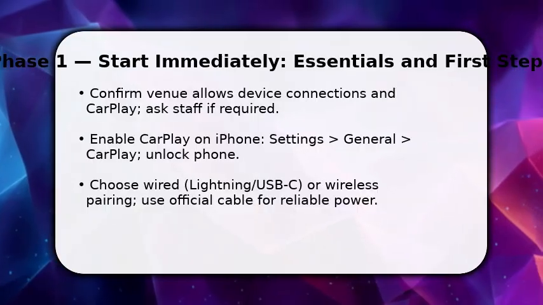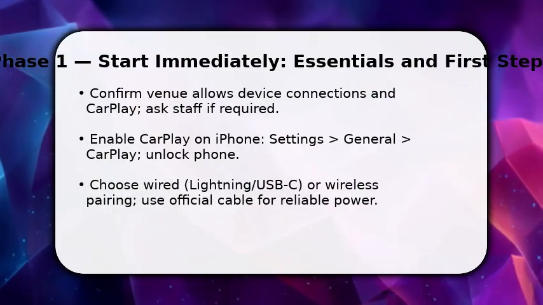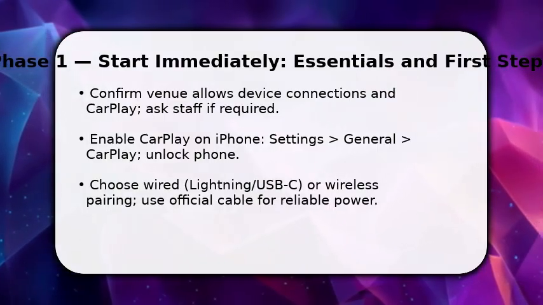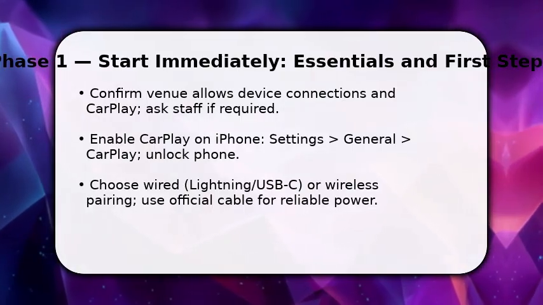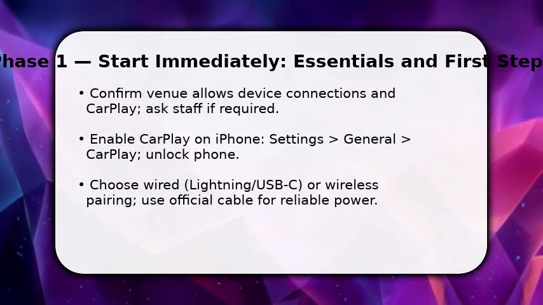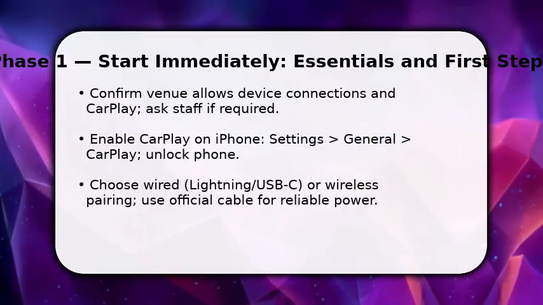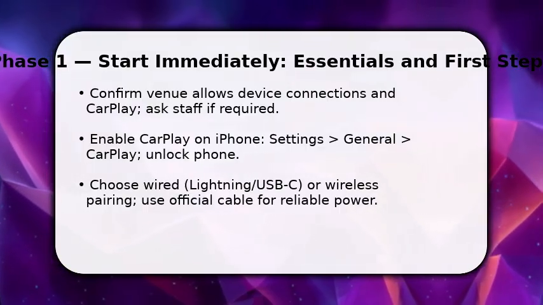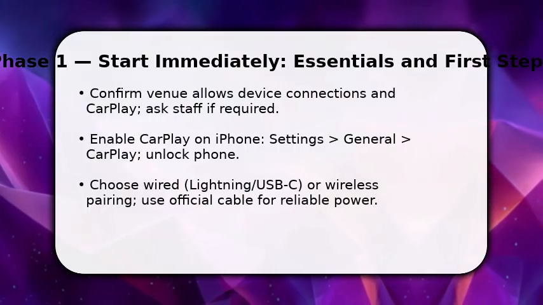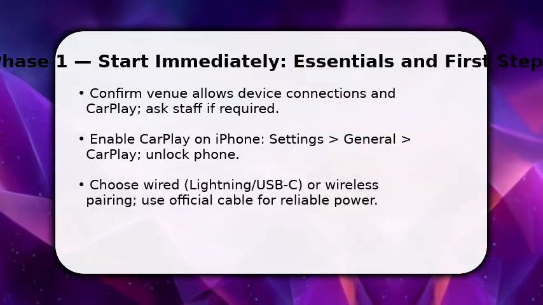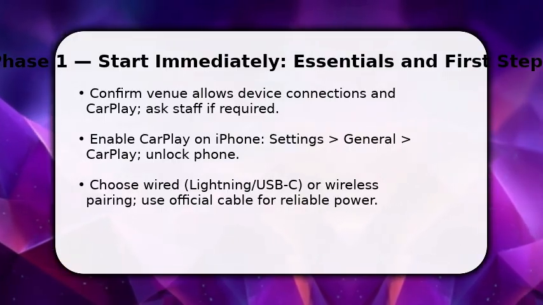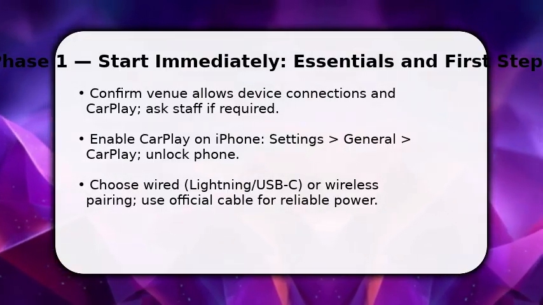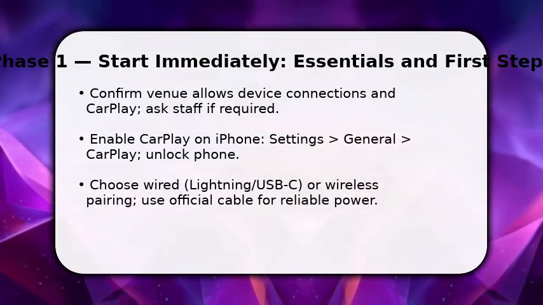You're at the venue. Start now by confirming permission to connect, then enable CarPlay on your iPhone. Settings, General, CarPlay. Plug in the official Lightning or USB-C cable, or initiate wireless pairing if the head unit supports it. Once connected, accept prompts on both iPhone and the car display. Make sure to unlock the phone and grant permission for the venue system. This first action establishes the secure data and audio link you need to continue.